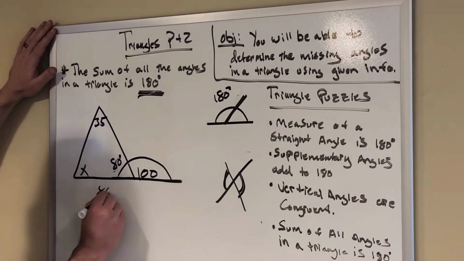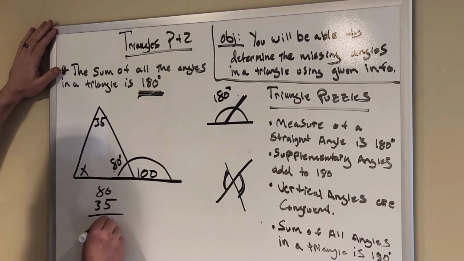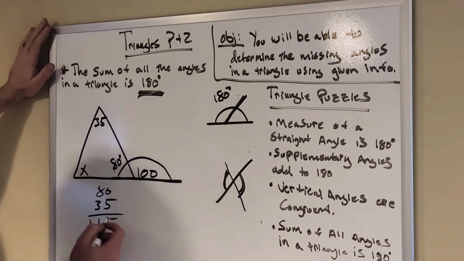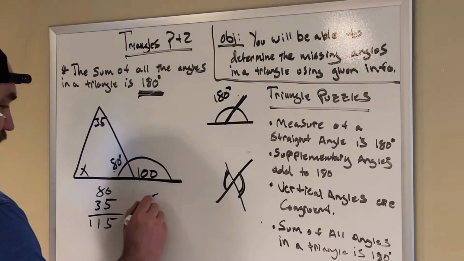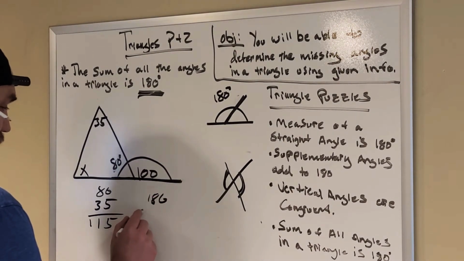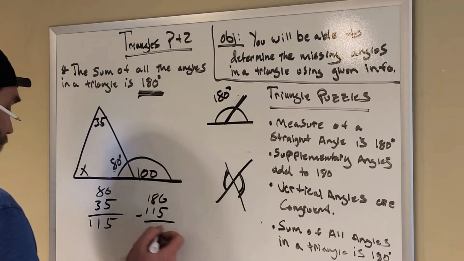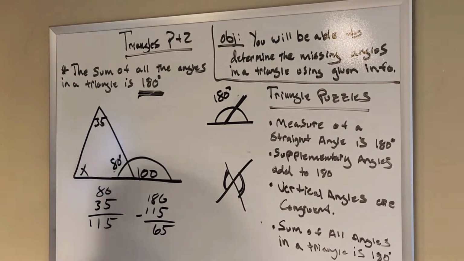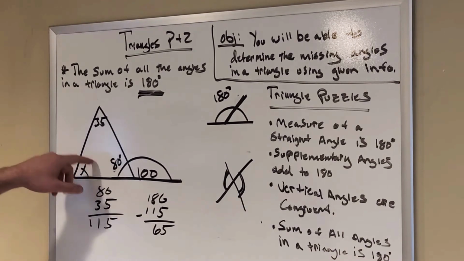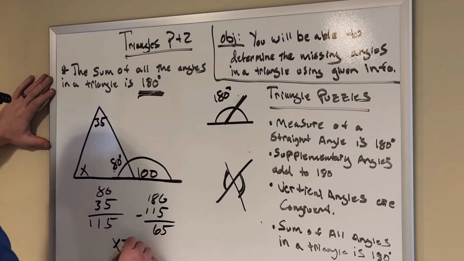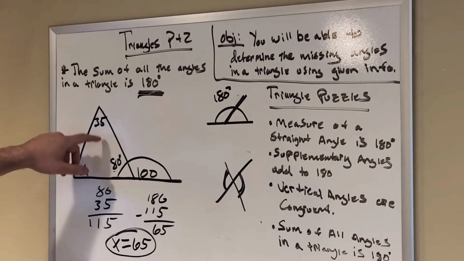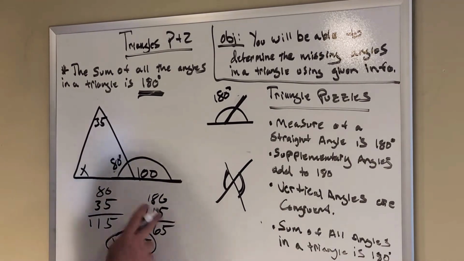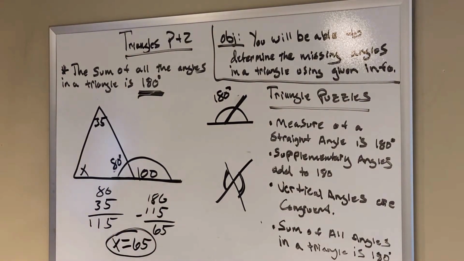So I add my 80 to my 35, okay? So that's 5, 8, 9, 10, 11. So that's 115. So when I have 115 here, okay? So I know that that's what's left. I take my 180 and I subtract 115 from that, and I end up with 65. Because I'm looking for this last angle, so I know that x equals 65. That's my x value. 80 plus 35, 115. 180 subtract 115 is 65.